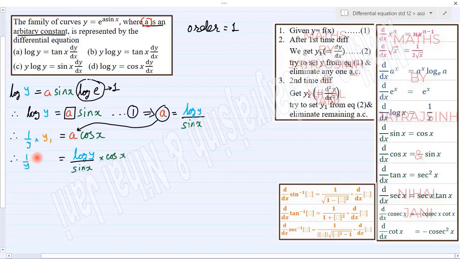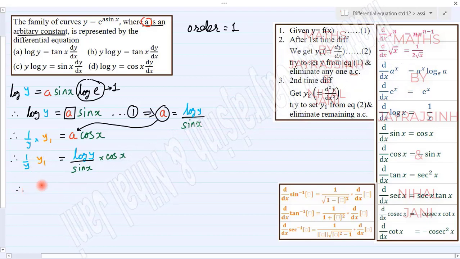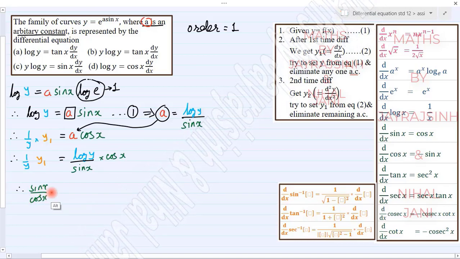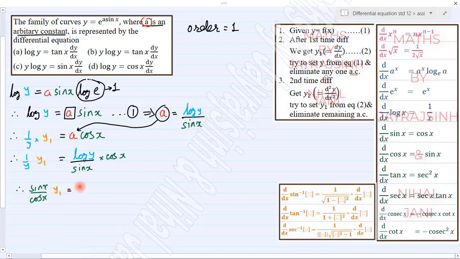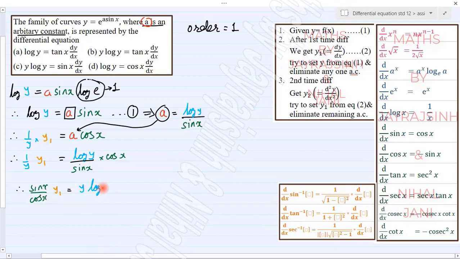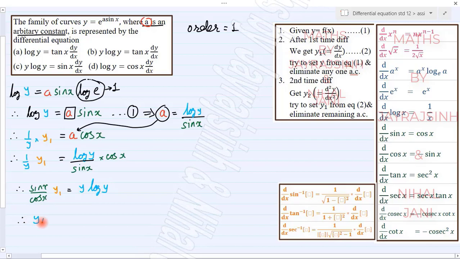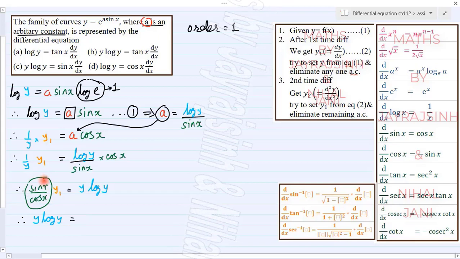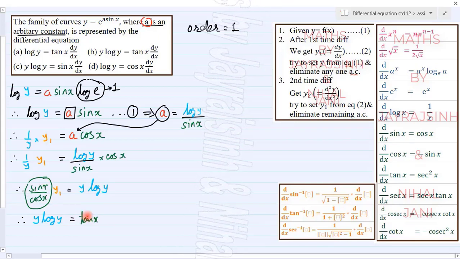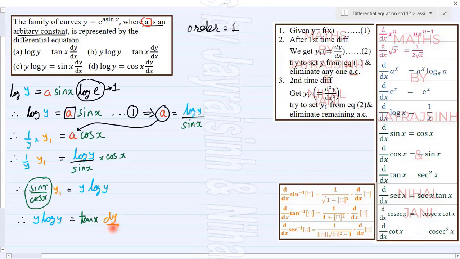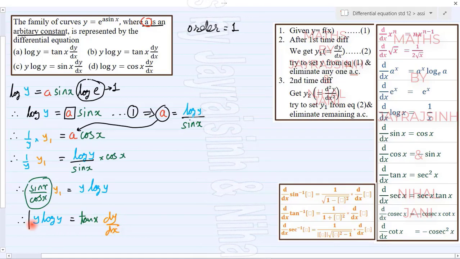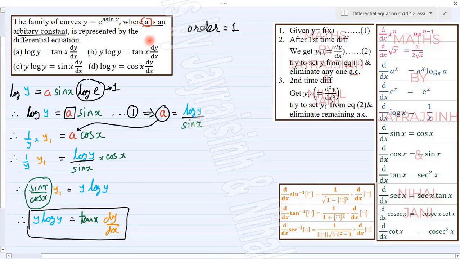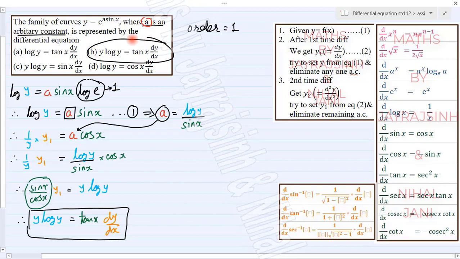Your left hand side will be as it is. Now let's rearrange the terms. sin x upon cos x into y1 will be equal to y into log y, or we can say y log y is equal to this sin x upon cos x, which can be rewritten as tan x, into y1, or we can say dy by dx. So here we get our required differential equation, which is given in option B. Ta-da!